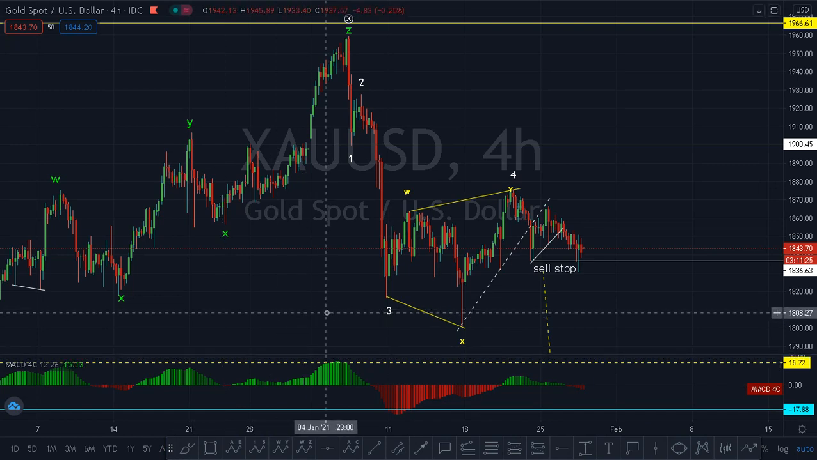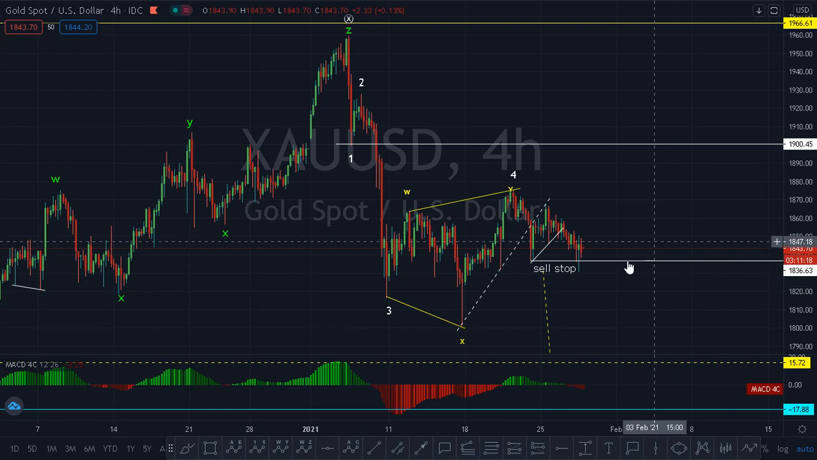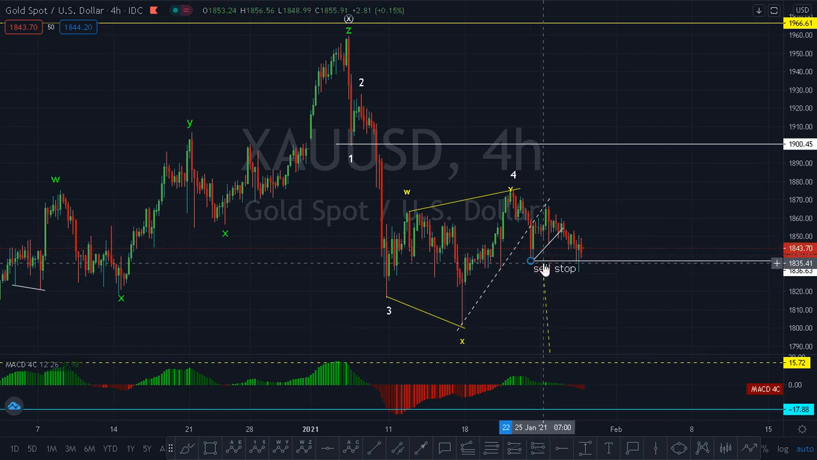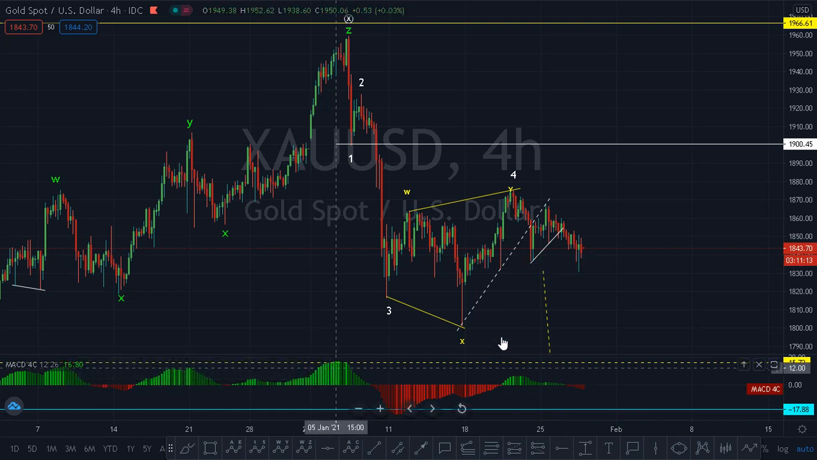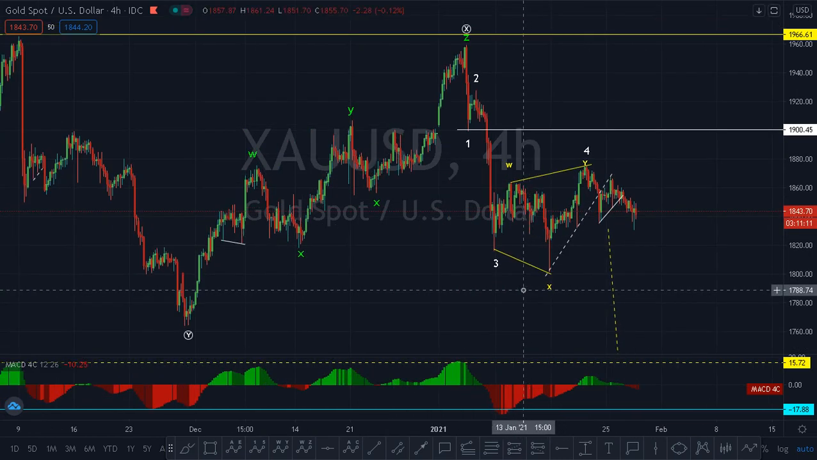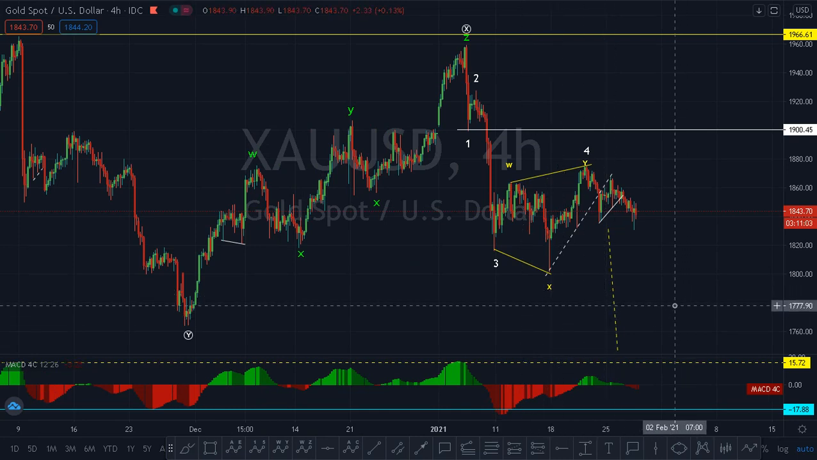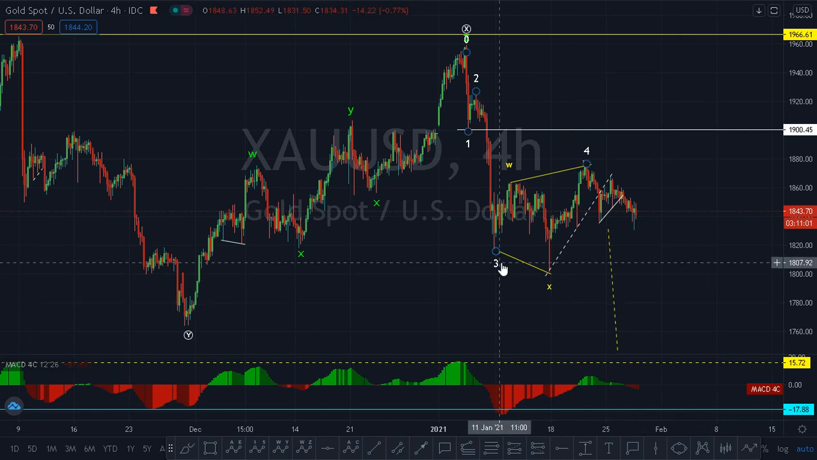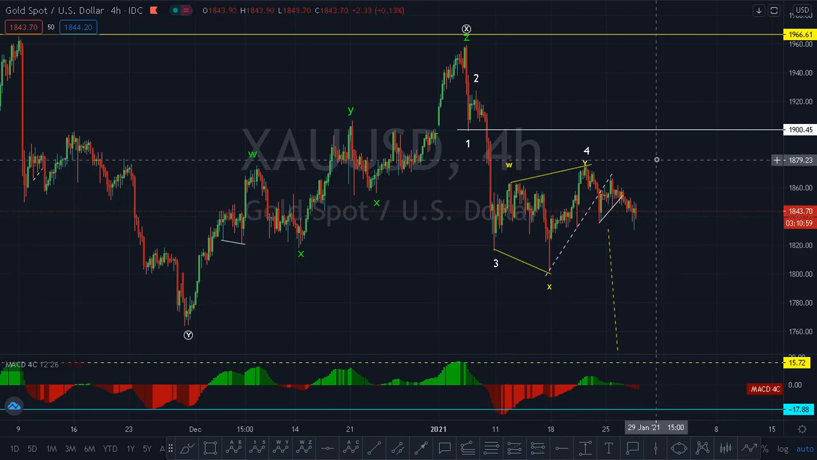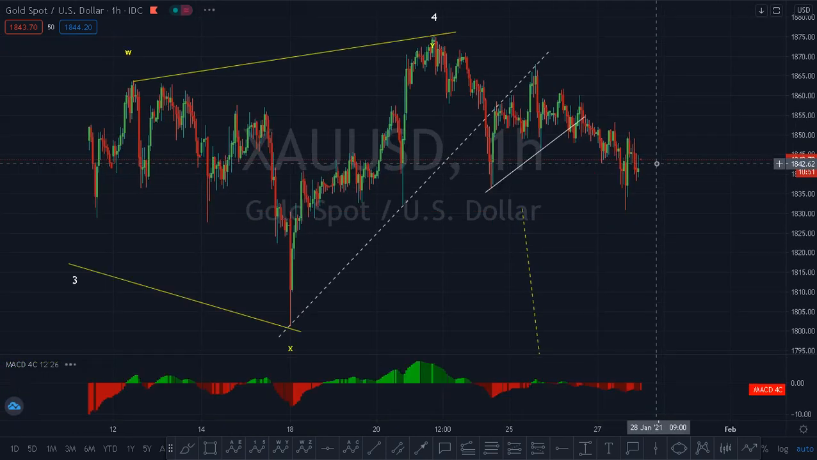But structural wise, I cannot buy gold now. From what I see in the structure, let me remove the sell stop. I cannot buy gold now because this is what we may get in gold. We will get a kind of medium term buy. Gold can, let me go to 1 hour. I'll tell you what I'm trying to say.